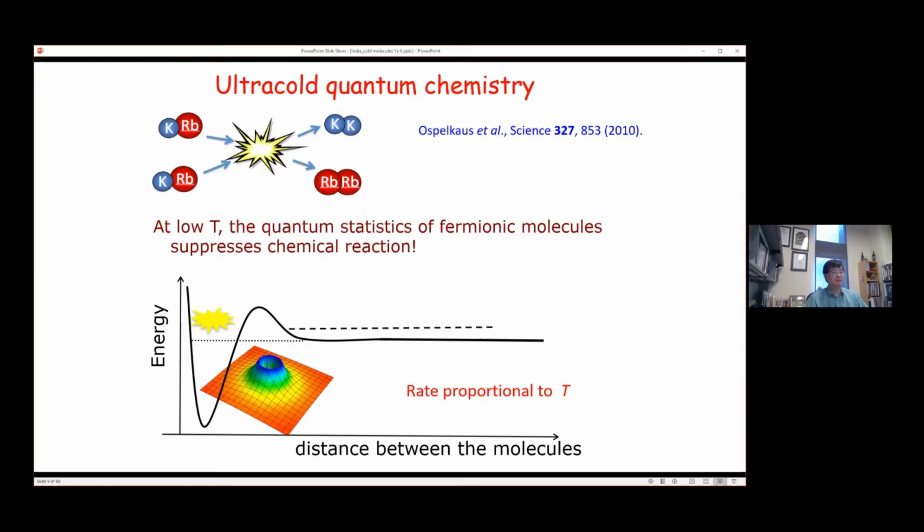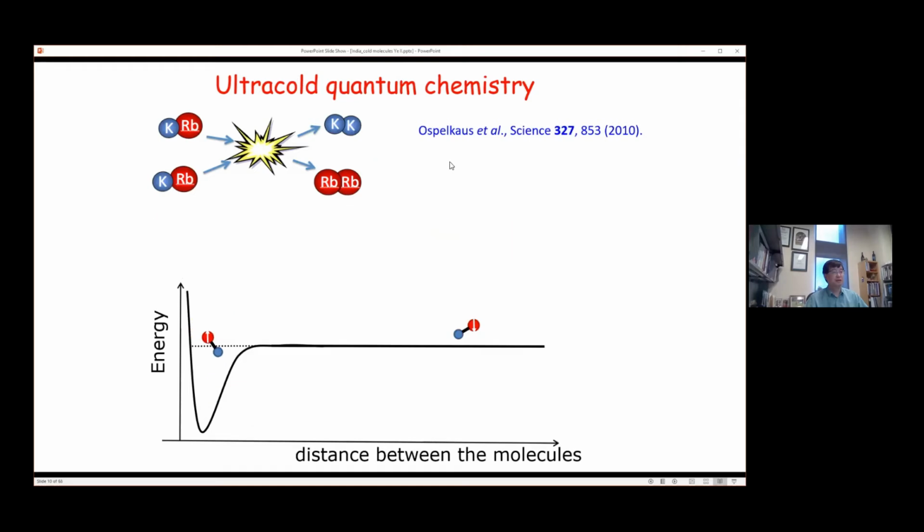Okay, so, as I already described, giving you the hint, if you don't have Fermi statistics, how do I do that? Either I can make potassium a boson, or I can just use two molecules with different nuclear spins. Remember there's a 36 nuclear spin state, I can pick one of the molecules to be at a different nuclear spin state.